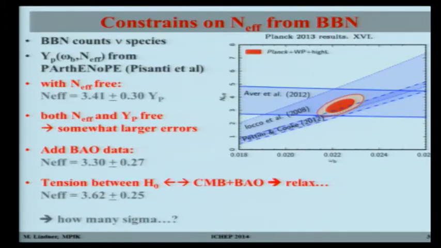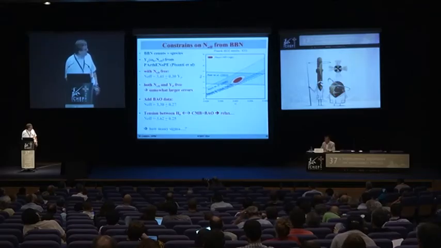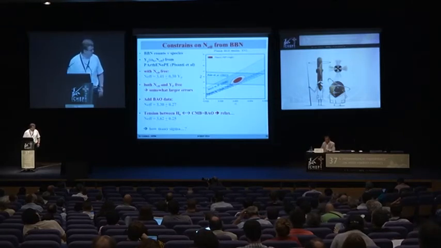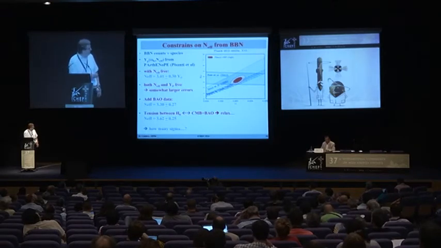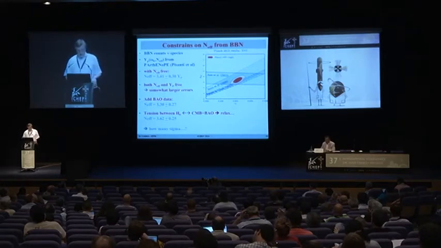Just quickly, I skipped that. There are also limits on N effective from BBN. The numbers are here. You get something at 3 point something plus or minus 0.3 or so. There's some tension between the Hubble constant and CMB plus BAO, baryon acoustic oscillation, and you can relax that, and then you get something like 3.62 plus or minus 0.5. Then people say this excludes an extra sterile neutrino.